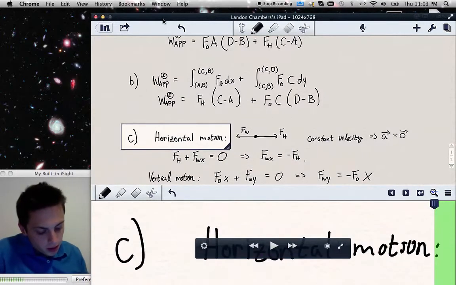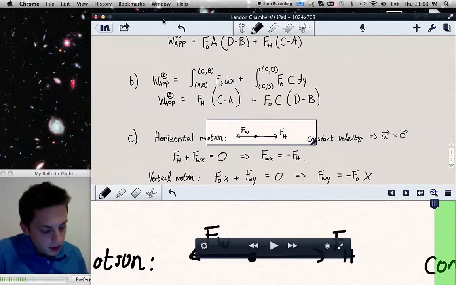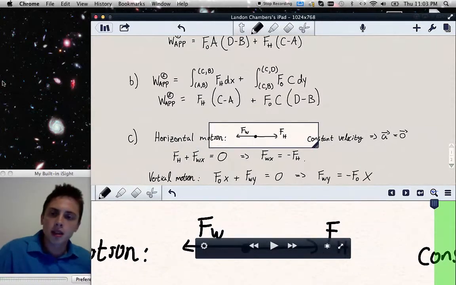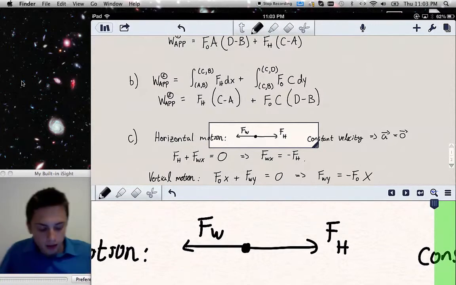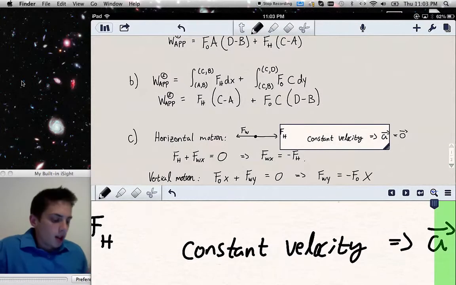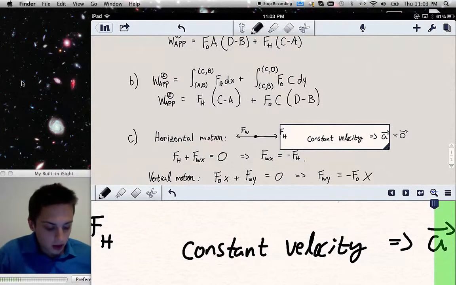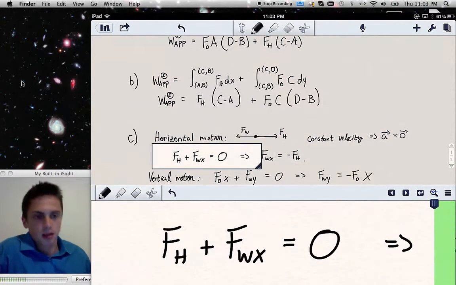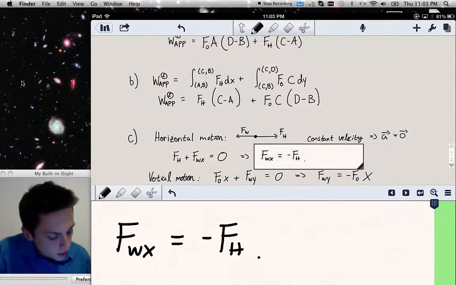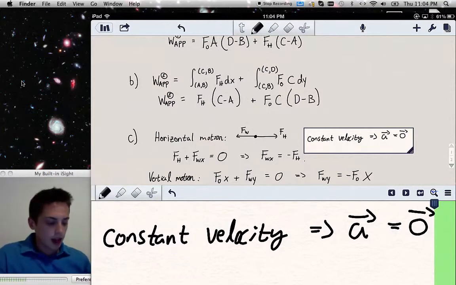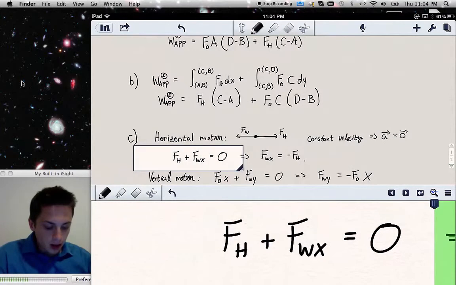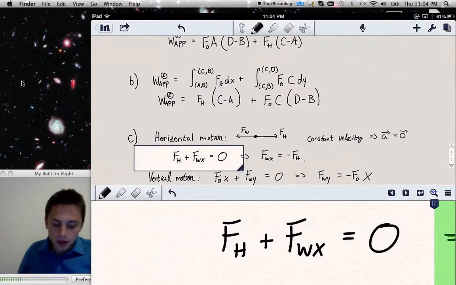So if we consider when it's moving horizontally, our free body diagram looks like this. It's going to be FH to the right, so some applied force to the right, FH, and then to the left it's going to be FW, which is what we're going to call the x component of the water. Down here I've called it FWX to show that it's in the x direction, as it doesn't matter what you call it. But let's note that we're moving at a constant velocity, so the net force has to be 0.